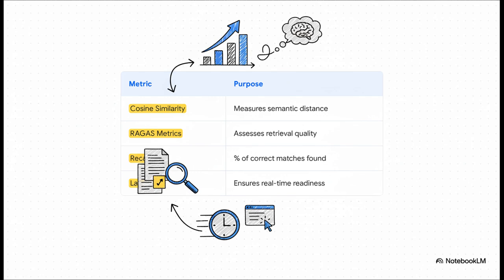And of course, there's that old saying, right? You can't improve what you don't measure. That's why evaluation is so critical. We use metrics like recall at K to see, hey, what percentage of the correct documents are we actually finding? And we measure latency to make sure the user gets a response in near real time. This is how we know if our optimizations are actually making things better.